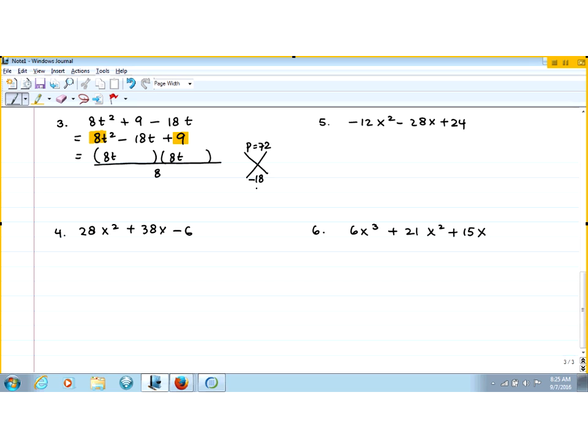4 times 18. Does it work? No. Okay. What else then? 6 times. Does it work? Okay. So 6 times 12. So 6, 12. Adjust the sign. Negative, negative. Yes. Minus 6, minus 12. All right.